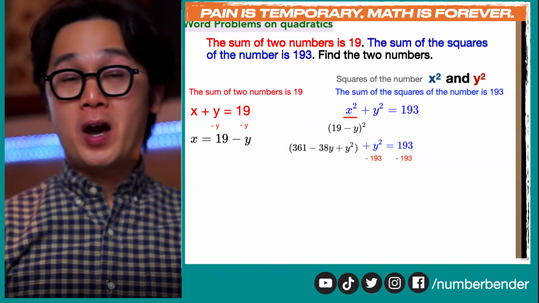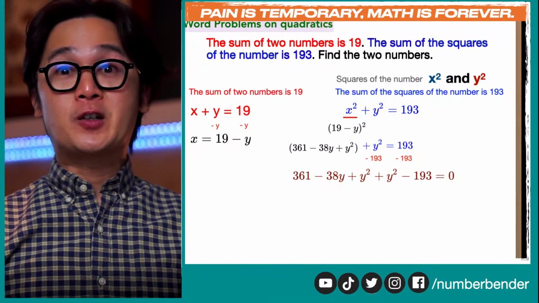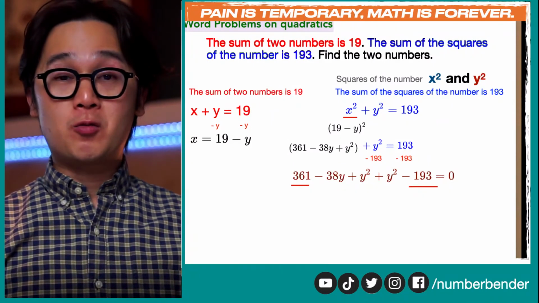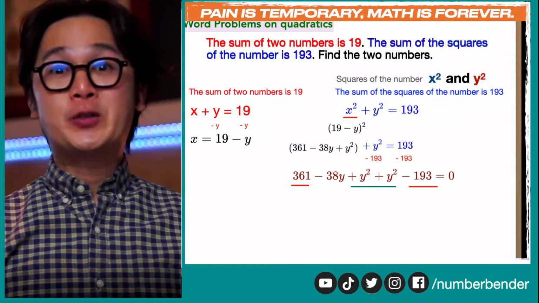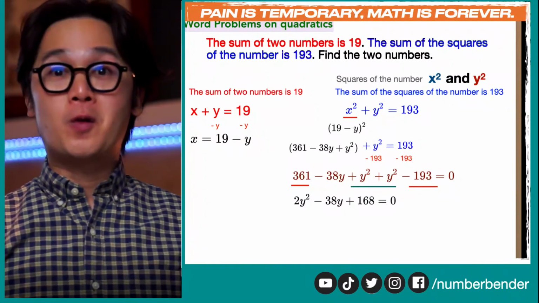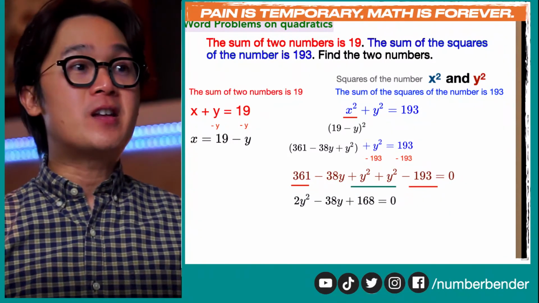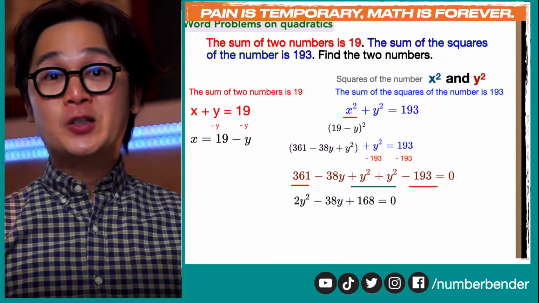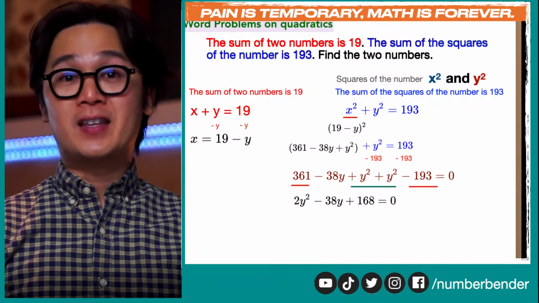So let's subtract 193 on both sides so we can combine like terms and combine 361 and 193 by subtraction, and add y squared and y squared, so that our equation will now be 2y squared minus 38y plus 168 equal to 0. And this is the equation that we're going to be using so we can find the two possible values of y in this problem.